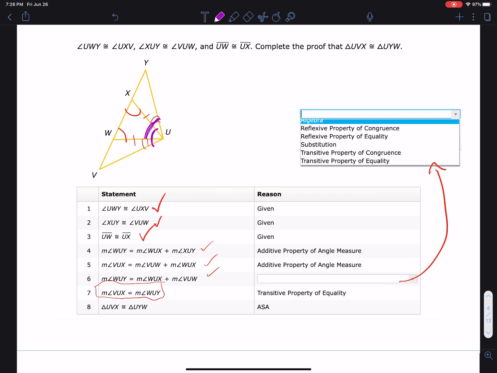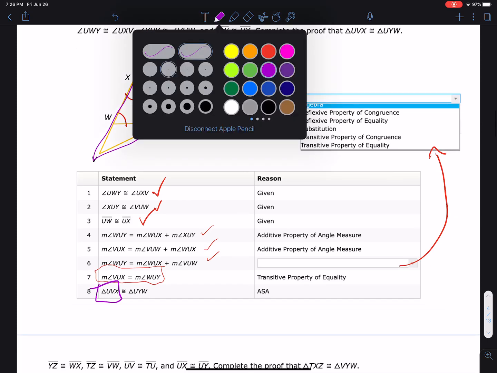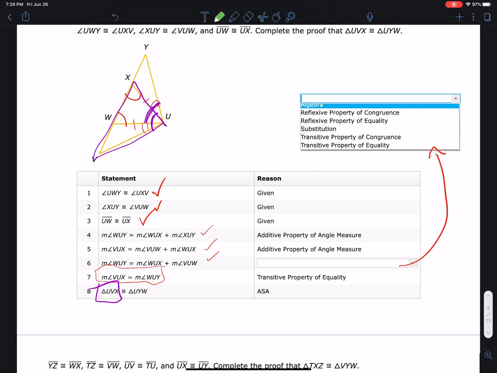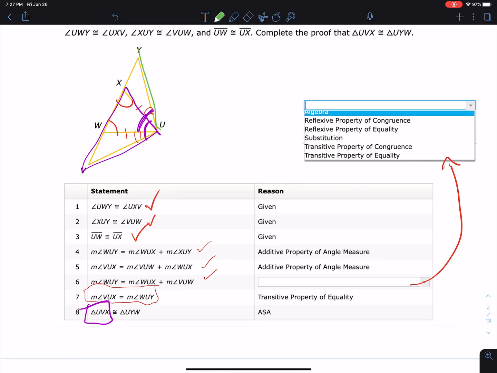So then how would we know triangle UVX, how would we know this big triangle here, I'll do that one purple, I did that one in purple, is congruent to, let's pick a new color, let's go ahead and pick green, UYW. So how do we know these triangles are congruent?